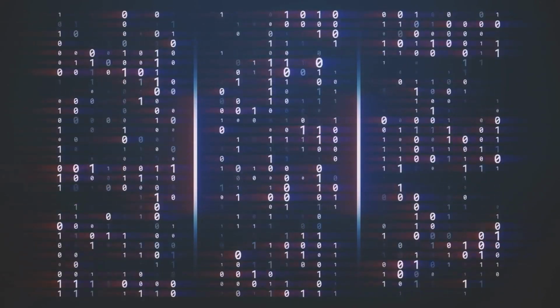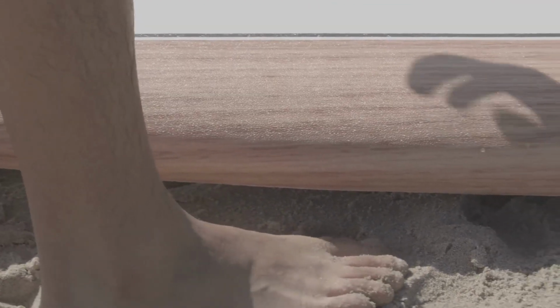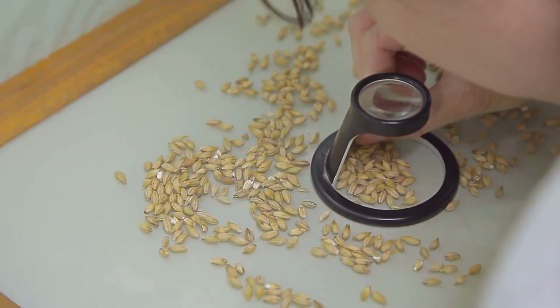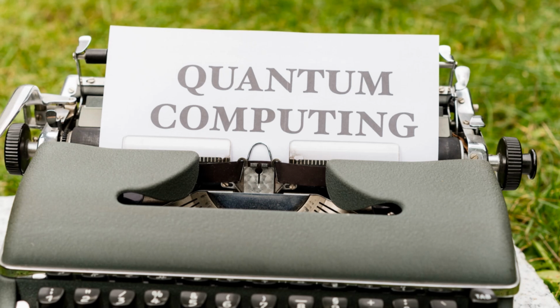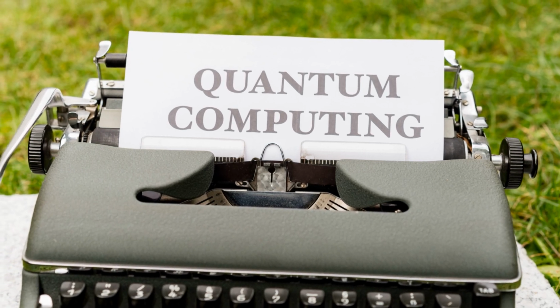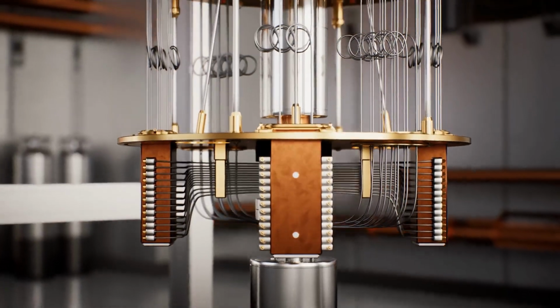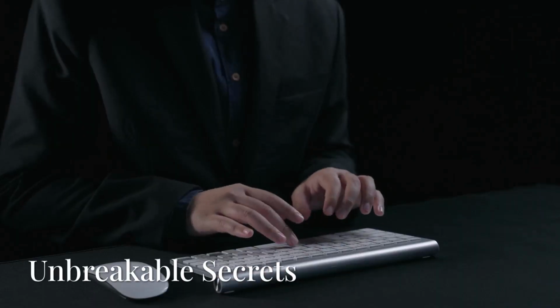This allows quantum computers to perform computations on multiple possible values at once, exponentially increasing their processing power for specific types of problems. Imagine searching for a specific grain of sand on a beach. A classical computer would have to examine each grain one by one. A quantum computer, on the other hand, could analyze all grains simultaneously, dramatically speeding up the search. This ability to explore multiple possibilities at once is what gives quantum computers their unparalleled computational power.